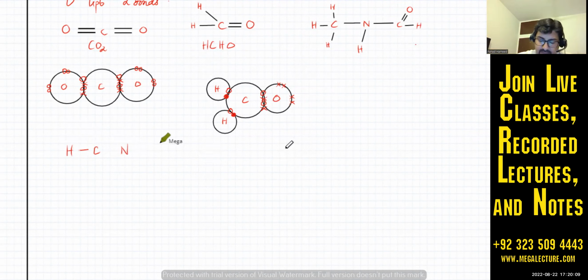N makes 3 bonds, right? So it's going to be 1, 2, and 3, right? That's what an HCN molecule would look like. H making 1 bond, carbon making 4 bonds, N making 3 bonds.